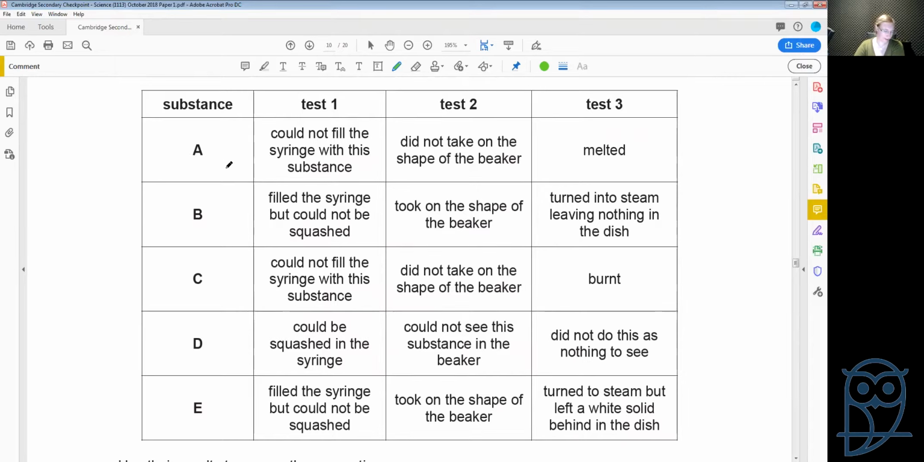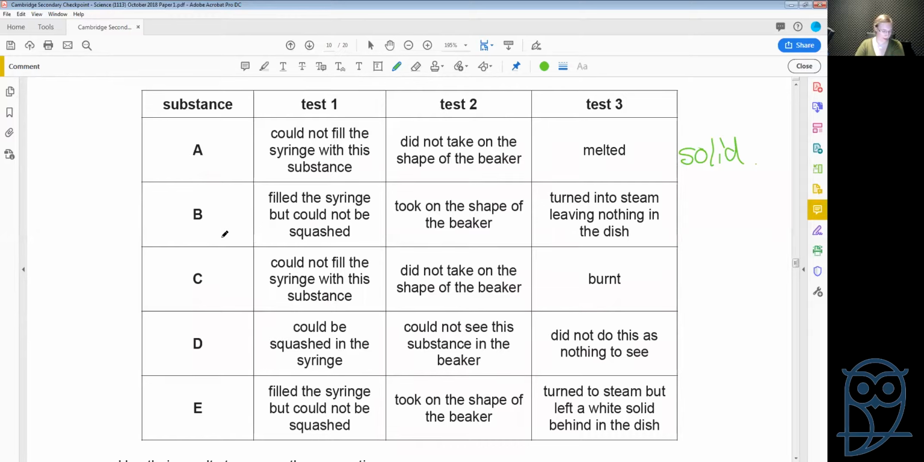So test A says you could not fill the syringe with the substance, which means it did not fit into the syringe in the first place, which makes me think this is a solid. So let's go through the rest and make sure. So test 2, it did not take on the shape of the beaker. So that still tells me it's a solid. And in test 3, when they heated it up, it melted. So this is most definitely a solid.